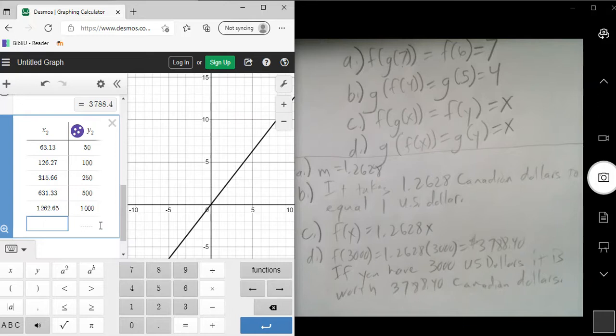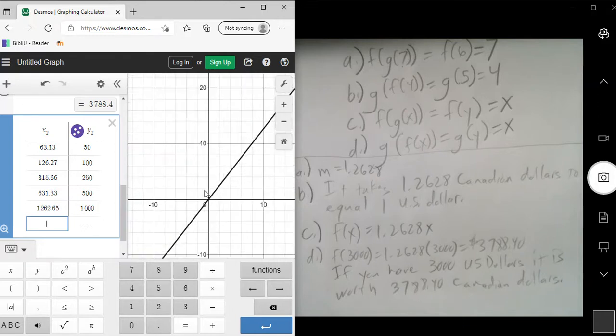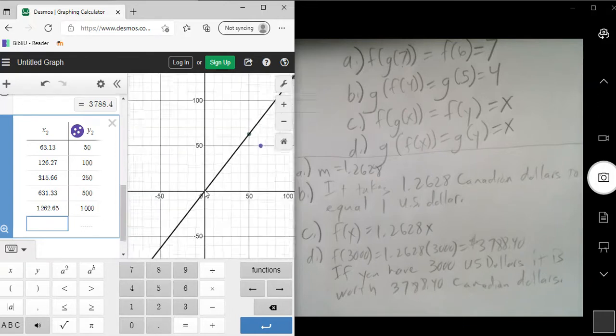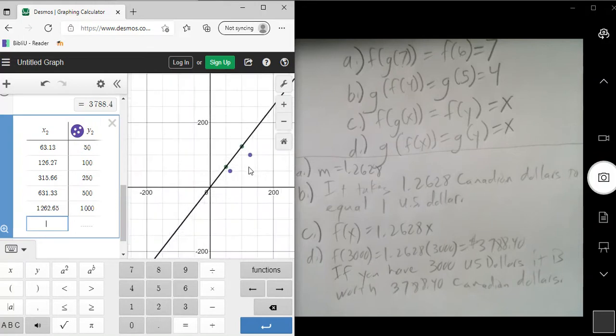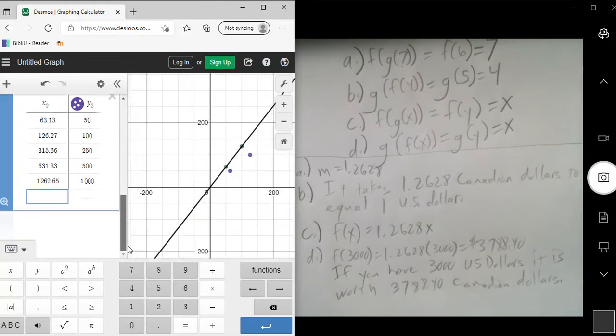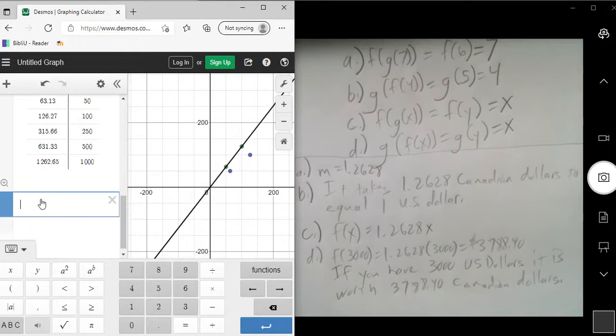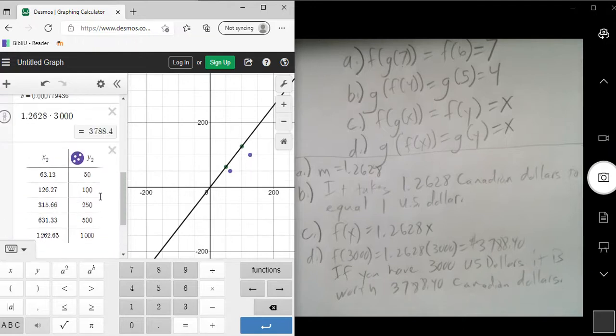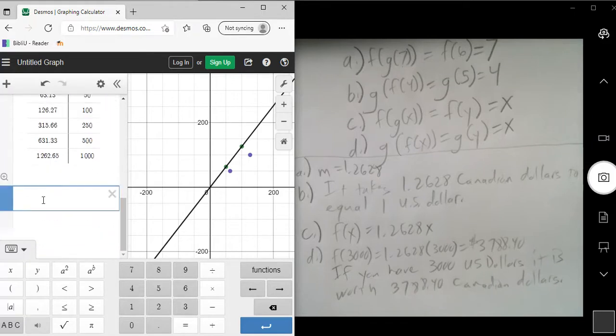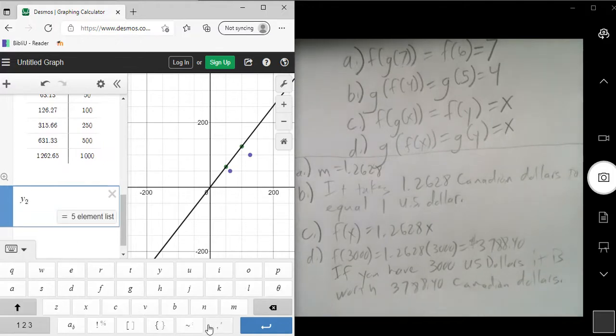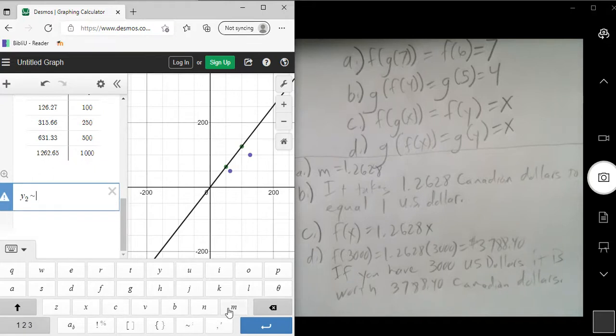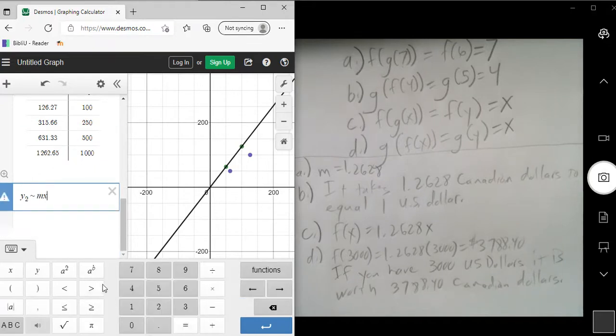So now we have our values. This is basically the inverse. If we scroll in here, you see we have our points here. Now, what we could do, we would do this the same way as we did the beginning problem with the y equals mx plus b. But if you notice here, we had x2 and y2. So we would do y2, then the tilde, and then we would do mx2 plus b.